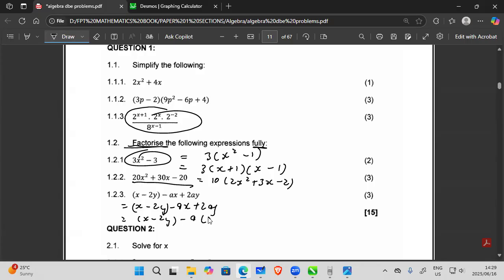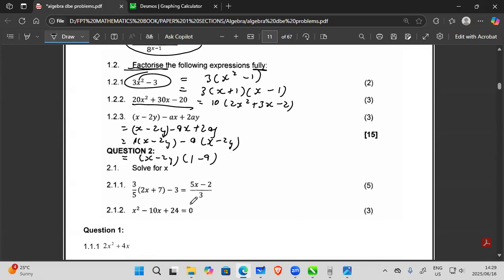So be minus a into x minus 2y. And then we have a common binomial factor, so we can simplify. So it'll be x minus 2y. There's an invisible 1 here. So it'll be 1 minus a. Can you see that? And that's how we solve. So it's the exact same ideas. Same ideas. Rinse and repeat.